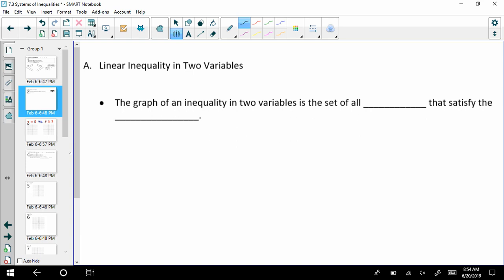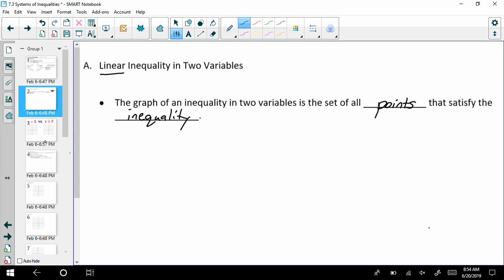So let's first look at a linear inequality in two variables. If it's linear, remember that means the highest exponent you'll see is 1. The graph of an inequality in two variables is the set of all points that satisfy the inequality. Okay, that makes a lot of sense, right?